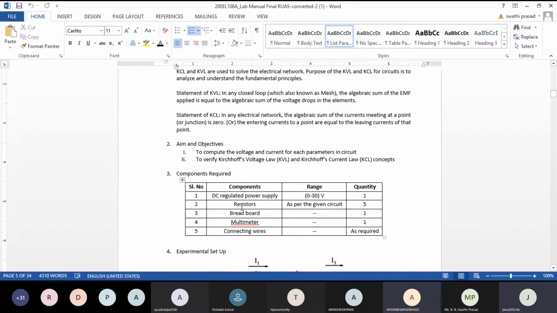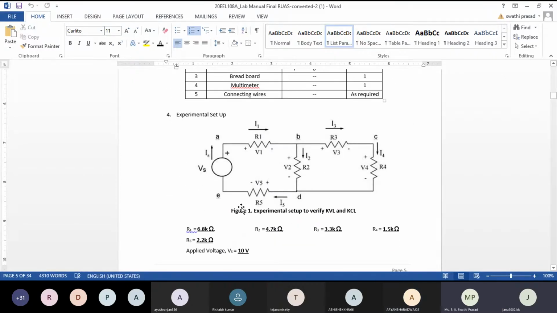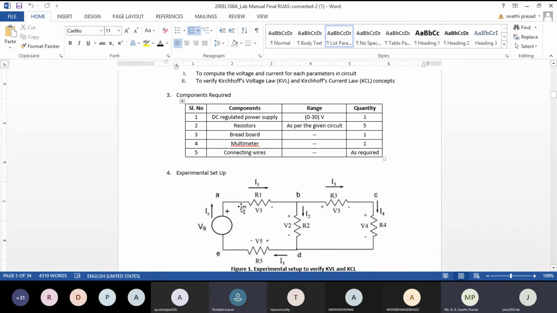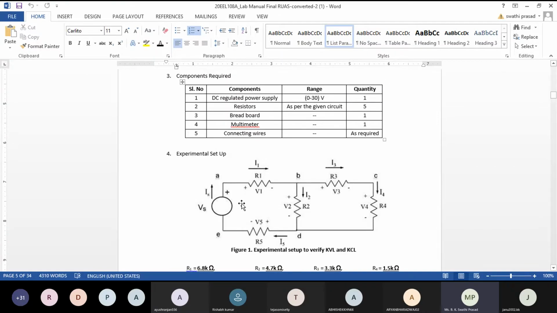So the components for regulating the voltage, to adjust the voltage to a particular value. Here the applied voltage is 10 volt. We do not get the 10 volt directly, so we need a regulated power supply so that we can adjust the voltage to the value of 10 volt. Understood?